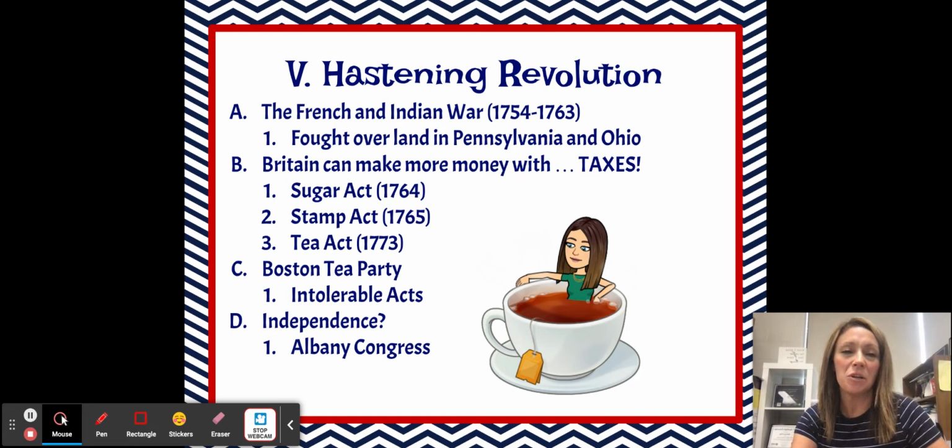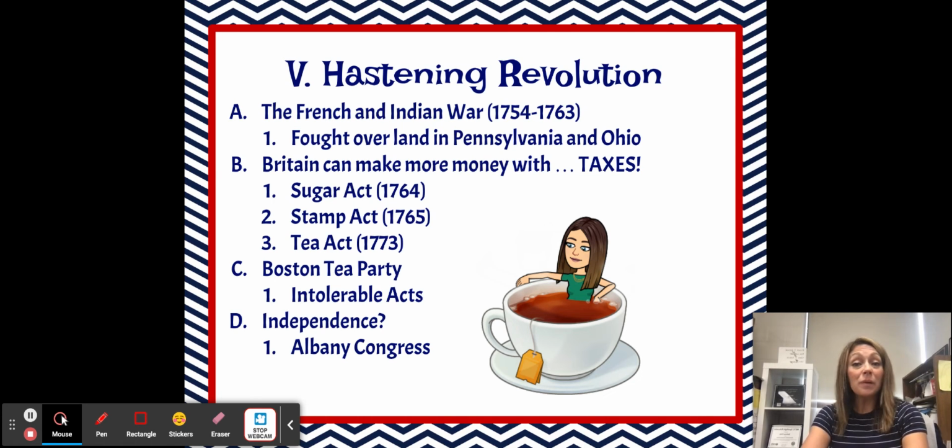So you're going to pass a series of acts, or a series of laws, designed to try to rein them back in. That series of acts in the colonies was known as the Intolerable Acts. Now, this same group of acts in Great Britain was known as the Coercive Acts. And I want you to think about why those acts are named differently in different countries.